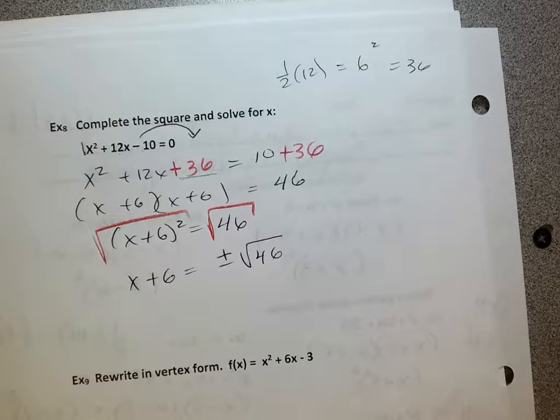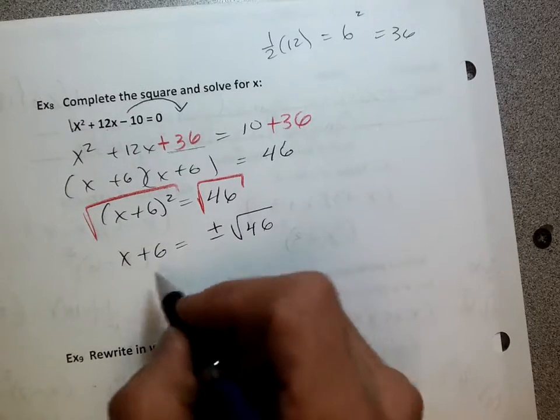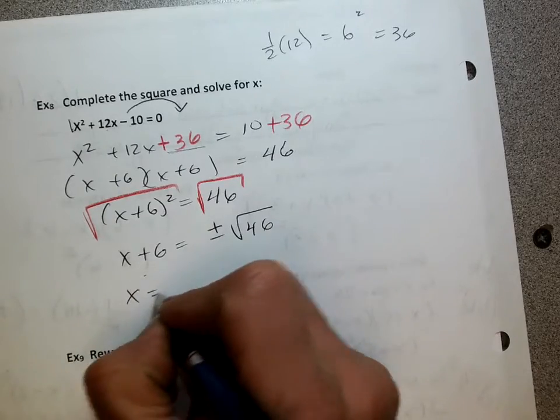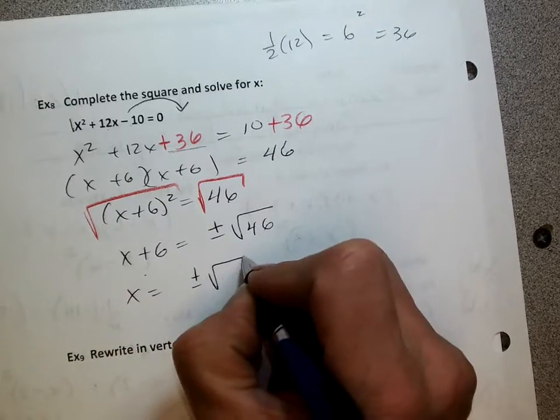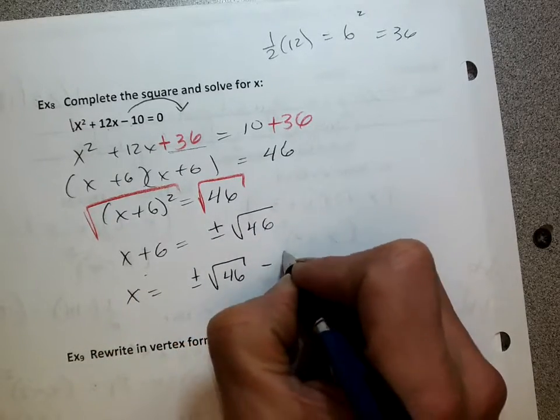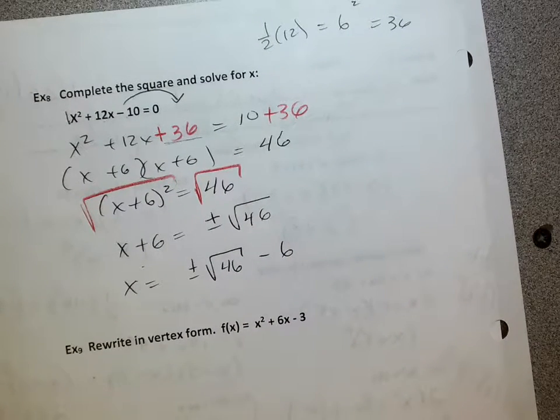46 is a great answer because the decimal answer is ugly. I don't want a decimal answer. Minus 6. You guys liked it this way. In fact, third period liked it better with the minus 6 at the end. You like it better at the end? Does not matter to me. And there are my answers. I've got 2 answers there, don't I?